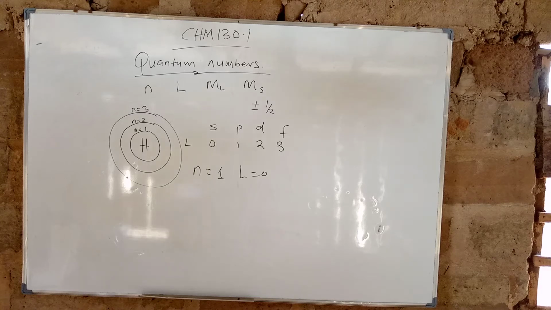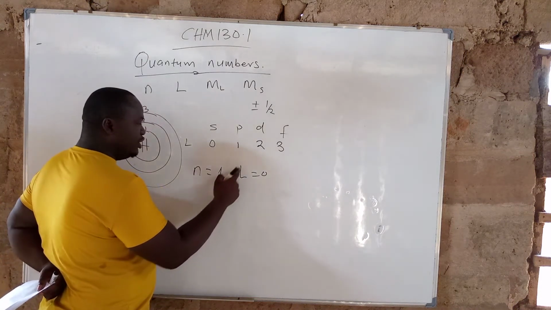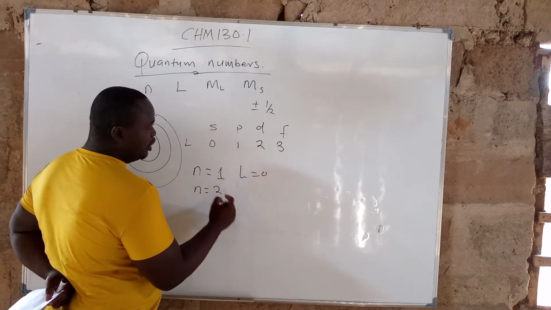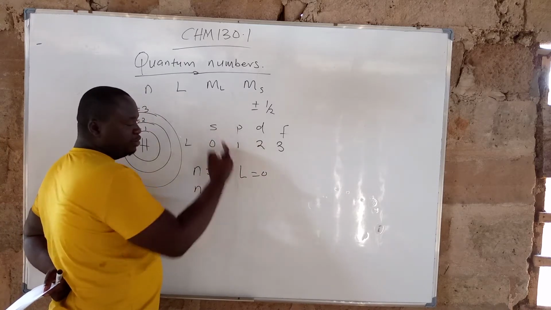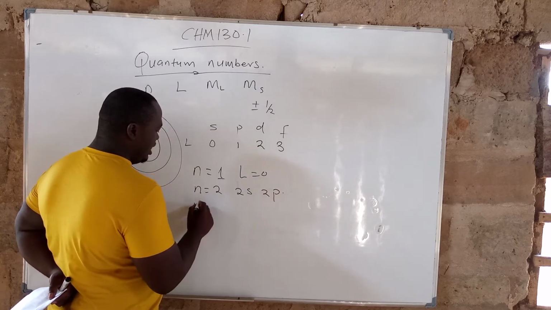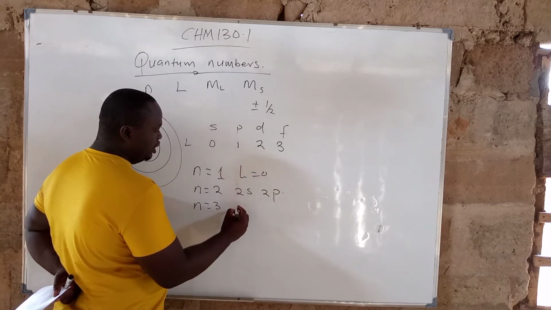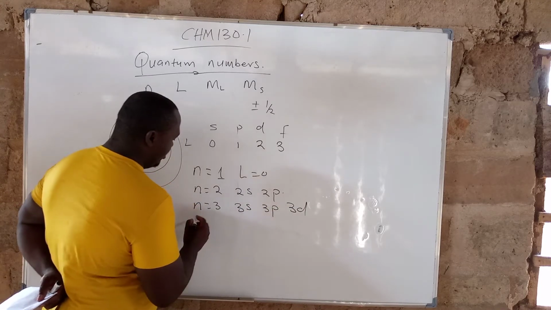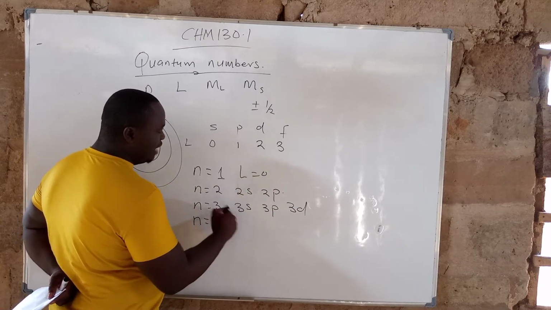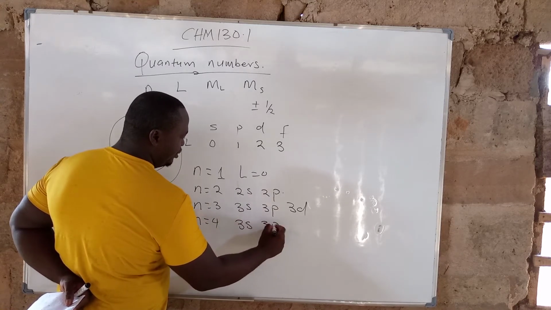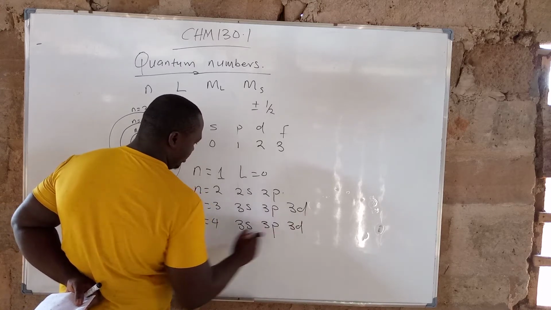Now, like I said, if n is 1, the subshell is just s. And if n is 2, that means the subshells we are into are the s and the p subshells. You should know that we have 2s and 2p. Now, if n is equal to 3, the subshells should be 3s, 3p, and 3d. Now, if n is equal to 4, that means we have 4 subshells, and that means we should have 4s, 4p, 4d, and what am I doing?